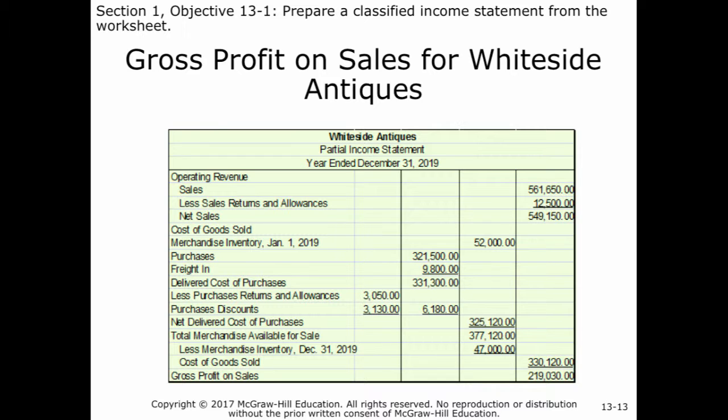We then determine the cost of goods sold. And recapping, we do this by taking the beginning merchandise inventory for the period, and then we add the purchases and the freight in, which will give you the delivered cost for purchases for $331,300. And then we subtract both the purchases, returns, and allowances and the purchase discounts.